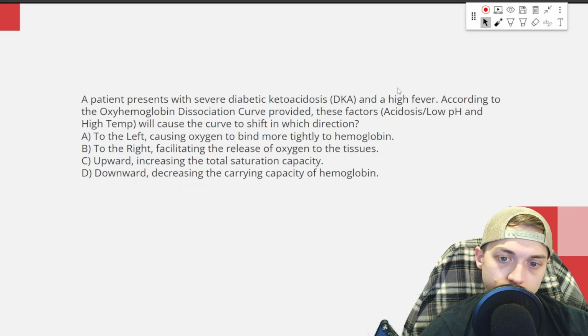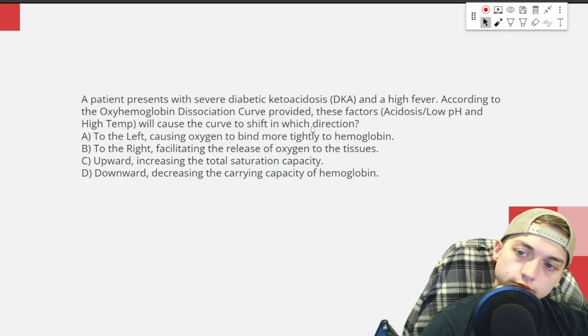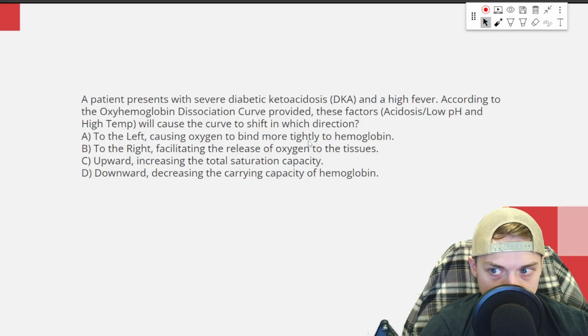Okay. A patient presents with severe diabetic ketoacidosis and high fever. According to the oxyhemoglobin dissociation curve, these factors, acidosis, low pH, and a high temp, will cause the curve to shift in which direction? Did you guess B? It's B.